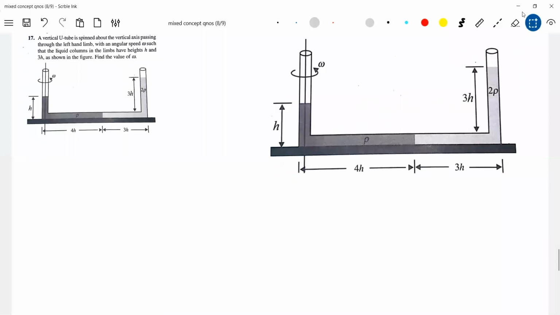Okay, no, let's get into the problem. He's asking what should be the omega for this to happen. If you don't rotate, what will happen? So let it not be rotated. Then for equilibrium, the pressure on this side... I think it's better if you start the problem like this, you'll be on the safer side. What I'm studying, you'll understand very easily. It should be in equilibrium.